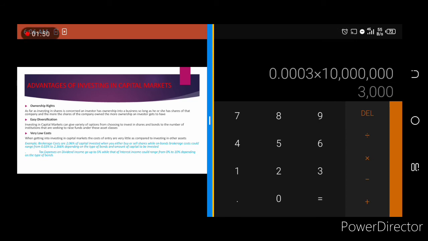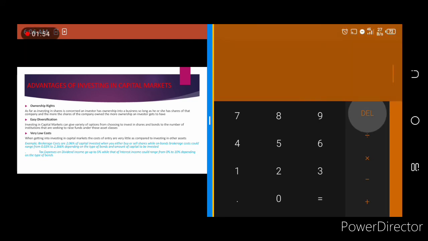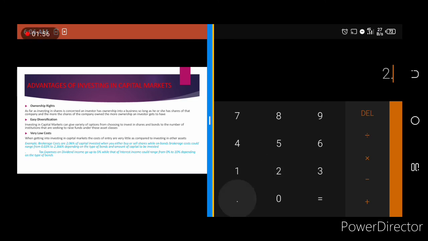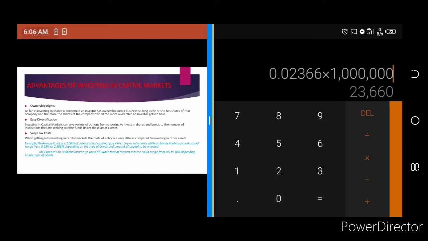You'd have to incur these little costs right from the start. Now let's say 2.366 percent. Let's divide that by 100, then multiply that by a million. That's 23,660. There's a very minimal difference between the 2.366% costs in bonds and the 2.06% in stocks.